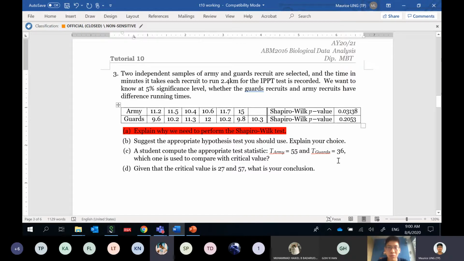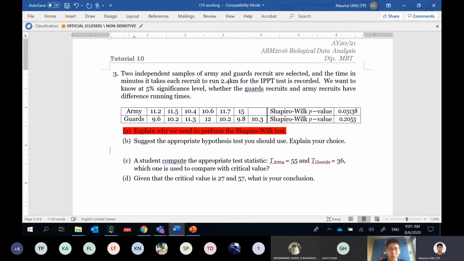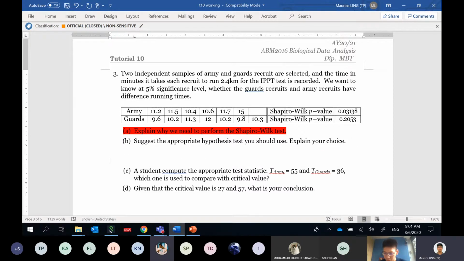Okay, good. Question 3 says that 2 independent samples of Army and Guards recruits are selected, and the time taken for each recruit to run 2.4 kilometers in the IPPT test is recorded. We want to know at 5% significance level whether Guards or Army recruits have different running times. So what test should you use? I use the Wilcoxon rank sum test.